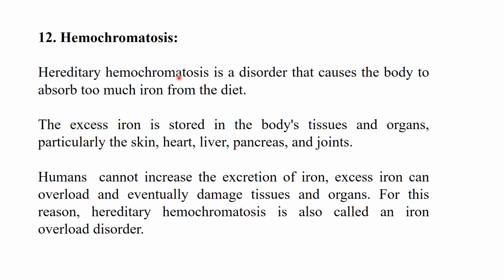Hemochromatosis. Hereditary hemochromatosis is a disorder that causes the body to absorb too much iron from the diet. The excess iron is stored in the body's tissues and organs, particularly the skin, heart, liver, pancreas, and joints.